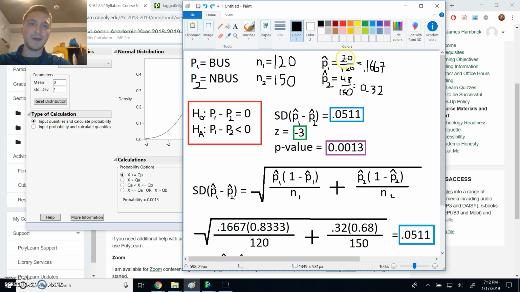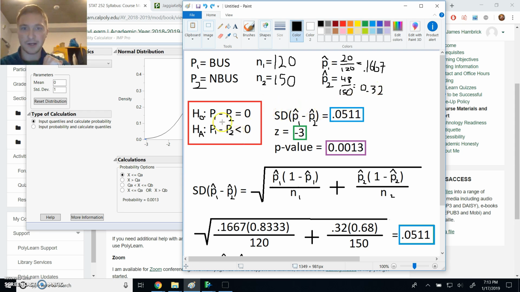P1 hat and P2 hat are the sample proportions, calculated as the number of successes over the number of cases in the sample. So in this case, 20 business managers over 120 total, and 48 non-business managers over 150 total. We get these two values, 0.1667 and 0.32.